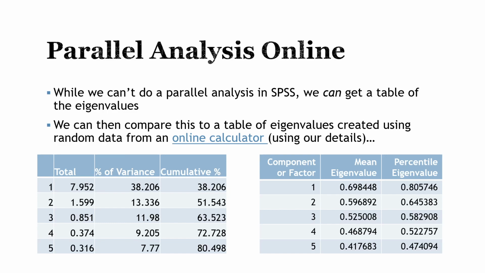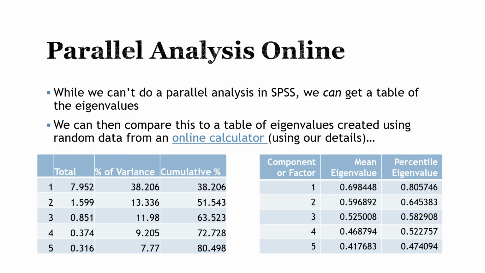Now, what I'm going to be looking at is what I got from an online calculator. I really just Googled parallel analysis, and one of the top clicks was, hey, here's an online calculator to give you the random data, and then you can compare that to your data. And it was a very, very quick process to find.